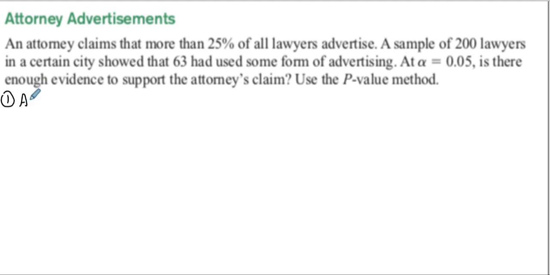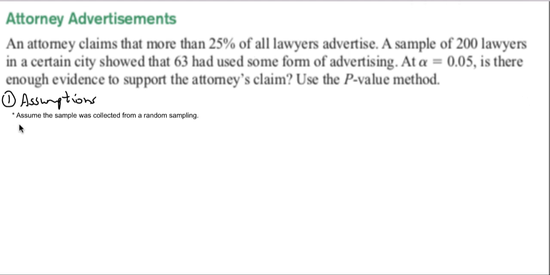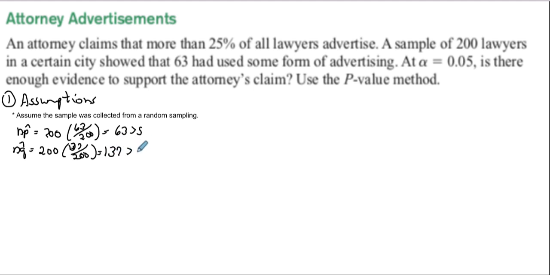Step 1 is our assumptions. 2 assumptions that we need to test. First, we need to see if we have a random sampling. It did specify that a sample of 200 lawyers from a certain city was shown to have this information, so we assume the sample was collected from a random sampling. Next, we need to prove normality, and that's by taking n times p hat, which is equal to 63, which is greater than 5, and then finding out what n times q hat is, which is equal to 137, which is also greater than 5. So since those two answers are greater than 5, we can assume that the data is normally distributed.